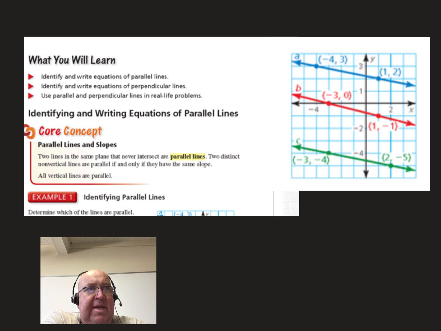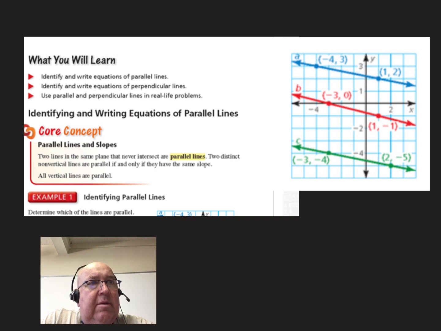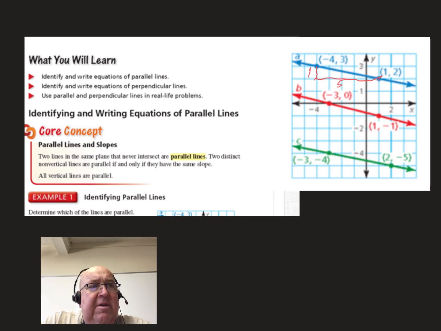So easily, when you look at this on a graph, because we have the points on this example, we can draw a triangle. Our vertical change is 1. Our horizontal change is 5. So the slope of line A is 1 over 5, and a decrease, so it's negative 1 over 5.